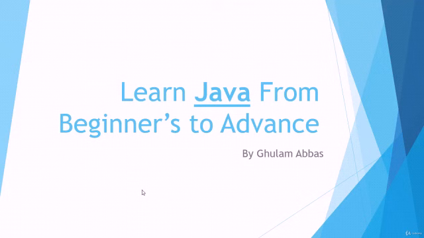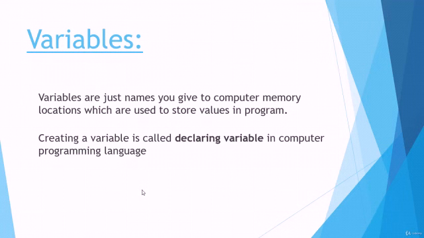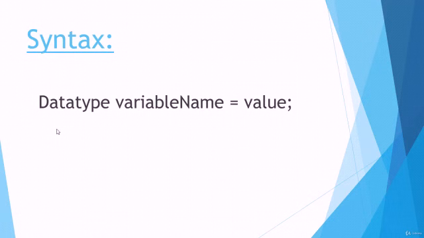Today in this video we are going to discuss variables. Variables are just names you give to the computer memory locations which are used to store values in a program. Creating a variable is called declaring a variable in computer programming languages. Now look at its syntax.